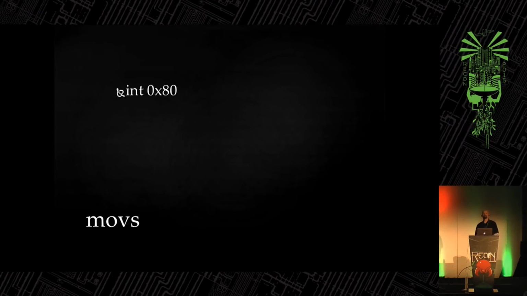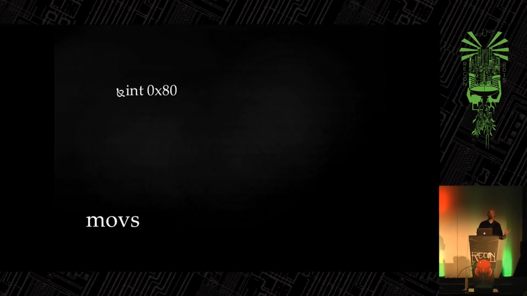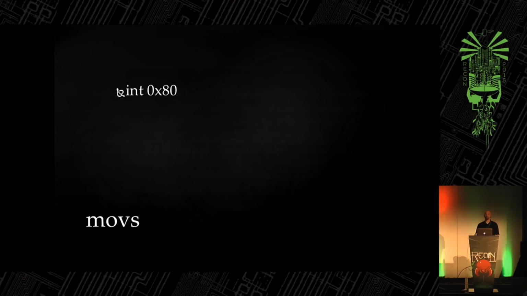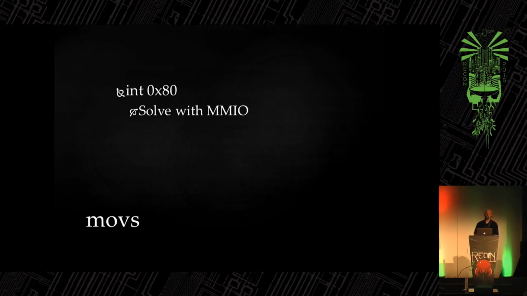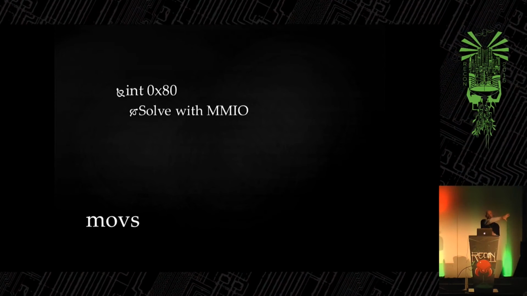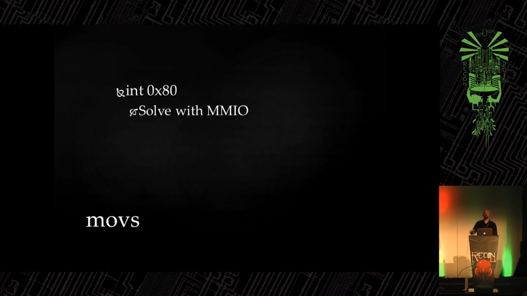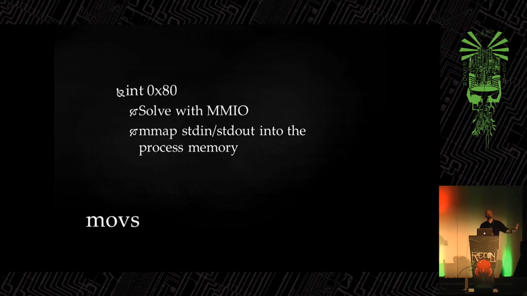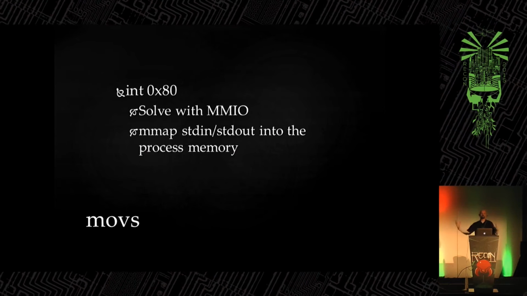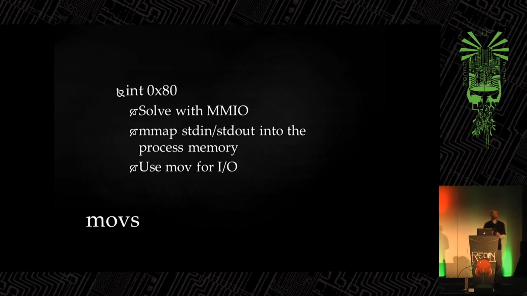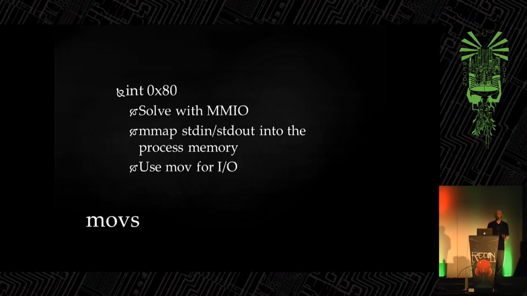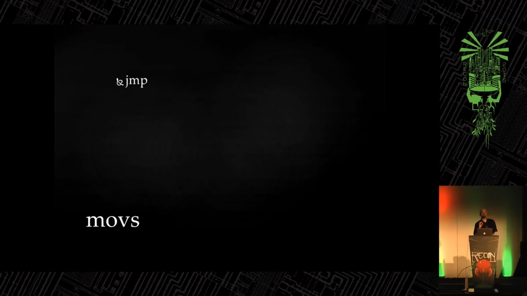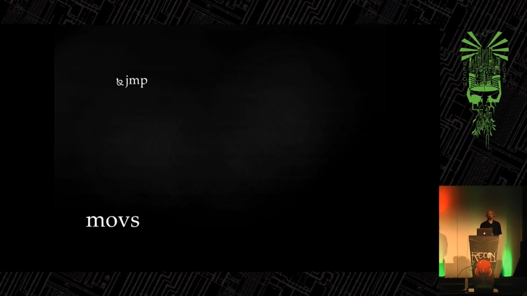It wasn't too hard to get rid of that int 80 instruction. So before our program starts to execute in our environment setup, we can get rid of this int 80 with MMIO. In our start function before our real program begins, we'll just set up the environment to call mmap to map standard in and standard out into the process's memory space, allowing us to access the I/O streams through move instructions. So we can get rid of int 80 that way. That was pretty easy. That jump at the end, that was a little bit more problematic.